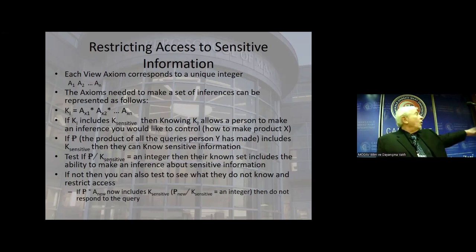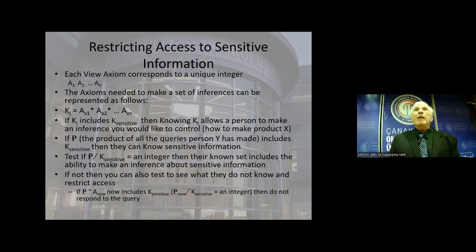Again, if P is the product of all queries a person has made, and it includes K_sensitive, then they know sensitive information; they can find that out. So how do I prove that? Well, here's a test. If I divide the product of all the queries by K_sensitive, remember these are integers, and I get a whole number, then it includes it. If an integer divided by another integer does not give a whole number, it doesn't include it. Then the system can test whether they do that. In the paper, I go through a little more detail, but basically that allows me to do this.